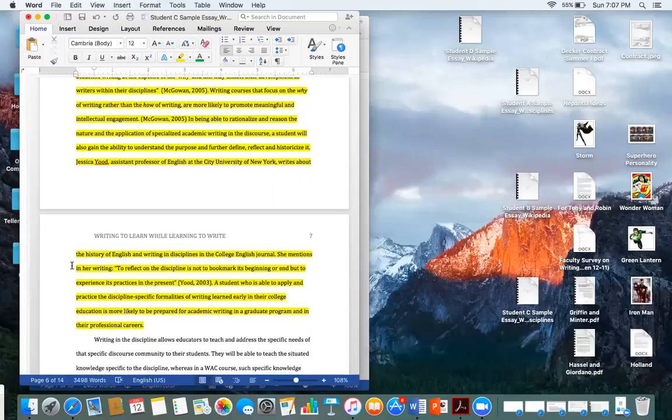A student who is able to apply and practice the discipline-specific formalities of writing learned early in their college education is more likely to be prepared for academic writing in a graduate program and in their professional careers.